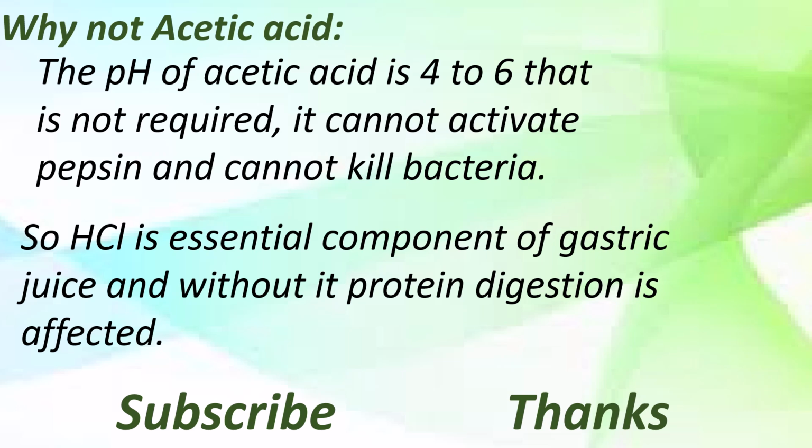So, we cannot have sulfuric acid or nitric acid. These are strong acids. We cannot have them in our stomach because they can cause destruction of stomach lining and other processes. Acetic acid is weak acid. Our stomach doesn't contain acetic acid because its pH is 4 to 6, which is not required. So, HCl is essential component of gastric juice, and without it protein digestion is affected.